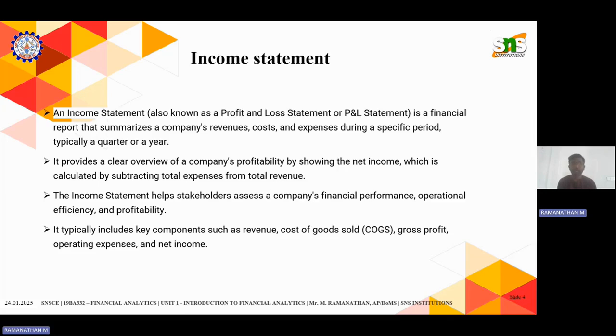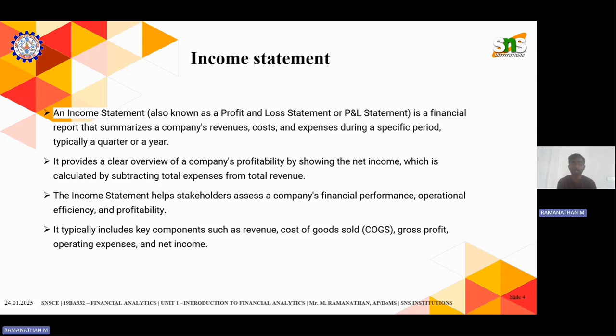So an income statement is also known as a profit and loss statement. It is a financial report that summarizes a company's revenue, cost, and expense during a specific period or a quarter, every quarter of a year. It provides a clear overview of a company's profitability, shown as net income. So every quarter we will be knowing the net income or profitability of the particular company. The income statement speaks about the net profit of that particular organization for every quarter, right?